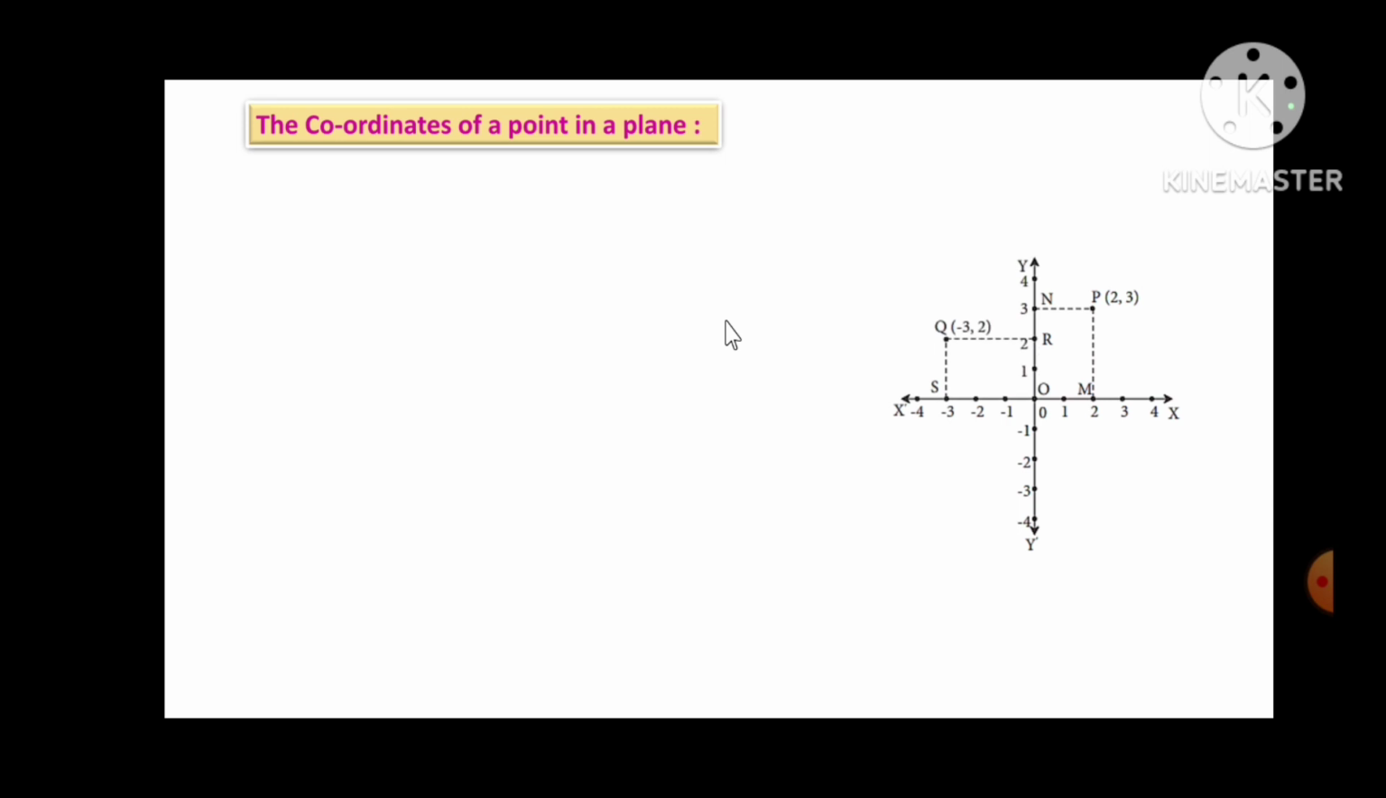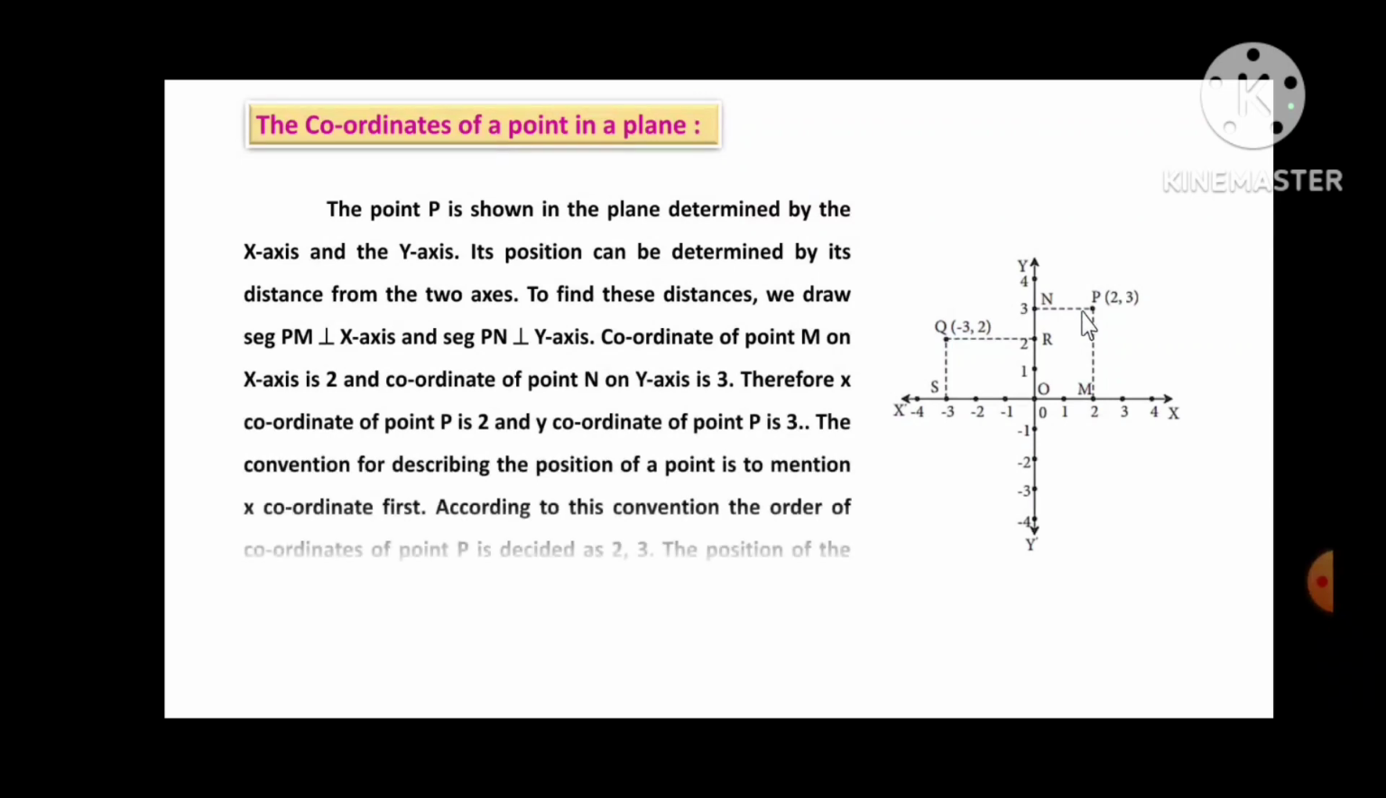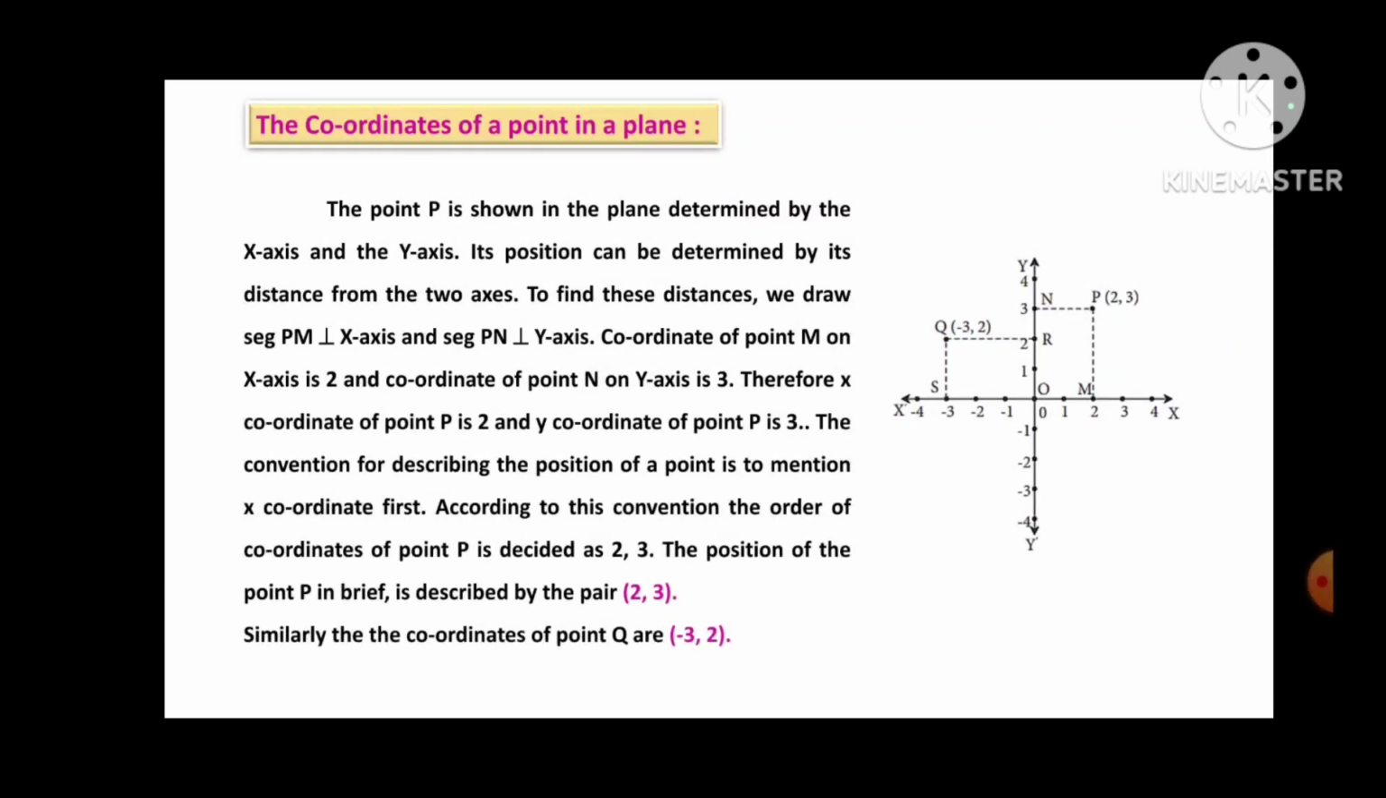Now, the coordinates of a point in a plane. Friends, we will now see the point P here in the plane determined by the x and y axes. Its position can be determined by its distance from the two axes. To find these distances, we draw PM perpendicular to the x-axis and PN perpendicular to the y-axis. The coordinate of the point M on the x-axis is 2 and the coordinate of the point N on the y-axis is 3. Therefore, the x coordinate of point P is 2 and the y coordinate is 3.